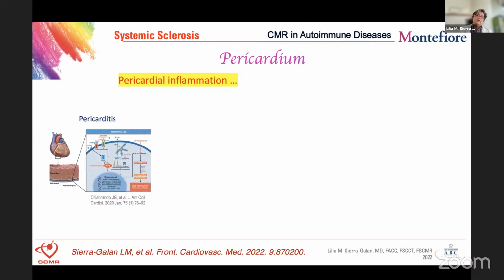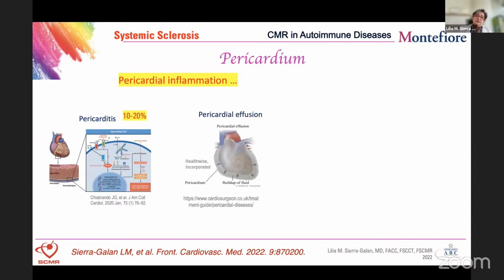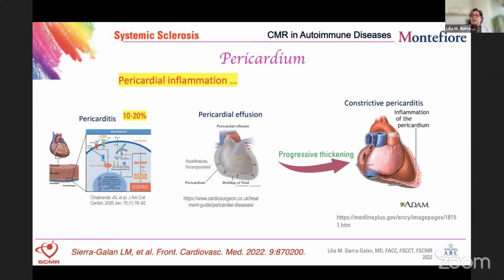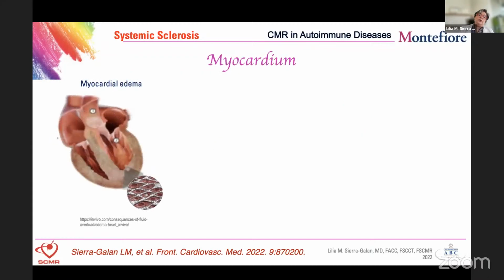Then the pericardium. The pericardium is affected by pericardial inflammation. First, we have pericarditis, which affects 10 to 20% of the patients. Pericardial effusion usually produces a progressive thickening, which can end up in constrictive pericarditis. And you know that CMR is very good to differentiate constrictive versus restrictive physiology by using free-breathing real-time sequences.